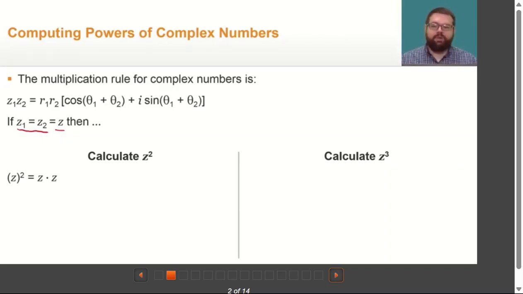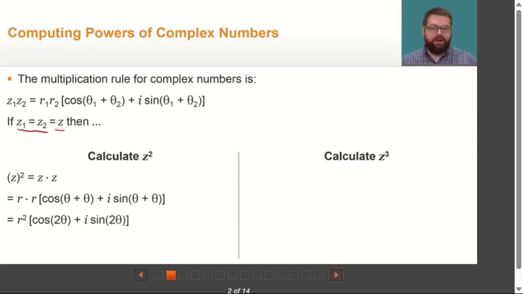The multiplication rule gives us r times the quantity of cosine of theta plus i times the sine of theta plus theta. Simplifying this expression, we get r squared times the quantity cosine of 2 times theta plus i times the sine of 2 times theta.